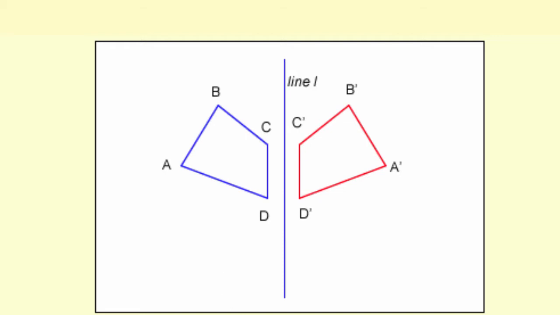There's the pre-image, which is the image before the reflection. That's this guy over here. And then there's the image, which is after the transformation or after the reflection. That goes here. And the line L, that's the line of reflection.